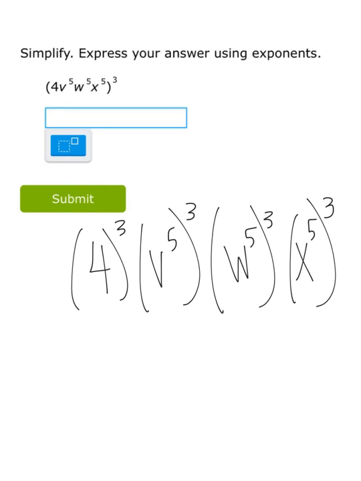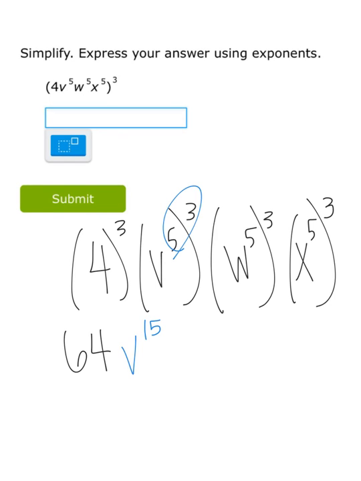All right, so let's start with the 4. 4 to the third power would be 4 times 4 times 4. So that would be 64. And then let's move on to the v. So v to the 5th to the third power. To simplify this, I would need to multiply my exponents. So once again, I would have 5 times 3, which would be 15.